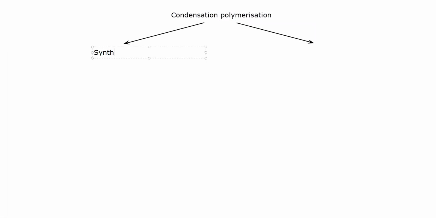Okay, we were discussing condensation polymerization. Condensation polymerization can be natural or it can be artificial or synthetic. Last time we discussed the synthetic polymers such as polyamide, which is also called nylon, and polyester, which is also known as styrene.